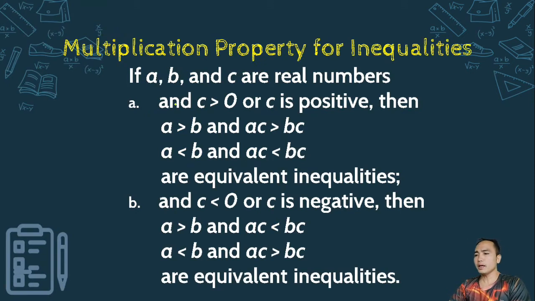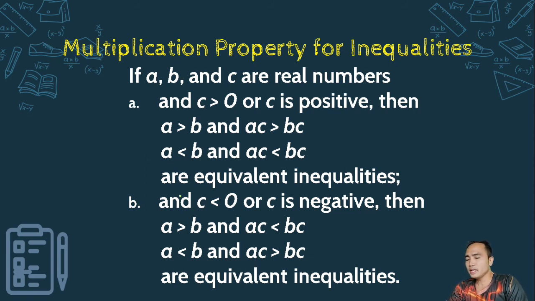Okay, multiplication property of inequalities. If a, b, and c are real numbers, and c is greater than 0, or c is positive, then a greater than b and ac greater than bc. A less than b and ac less than bc are equivalent inequalities.